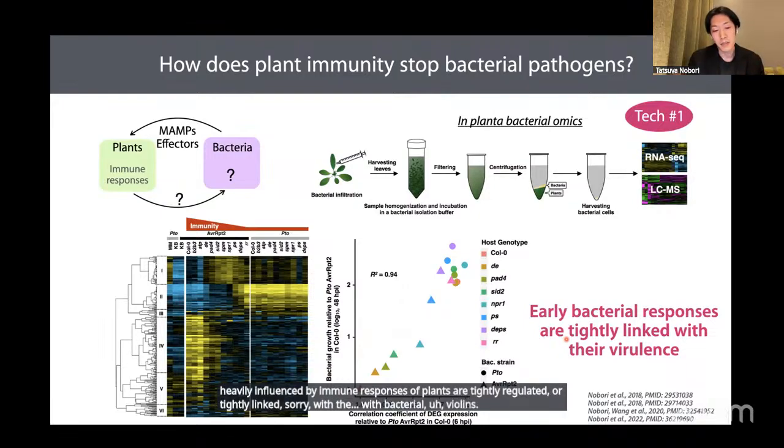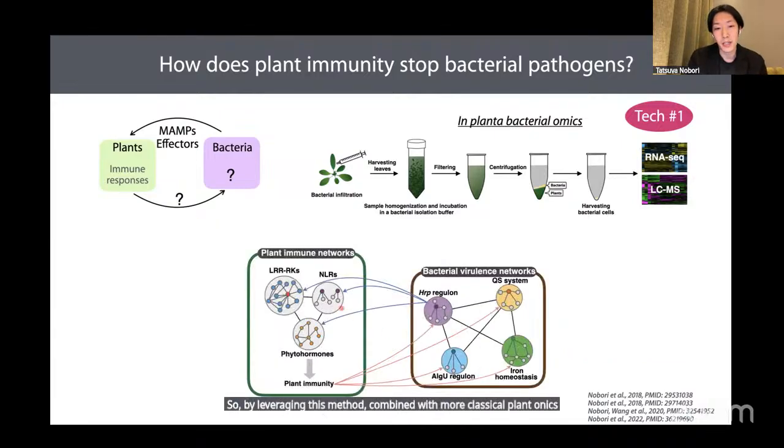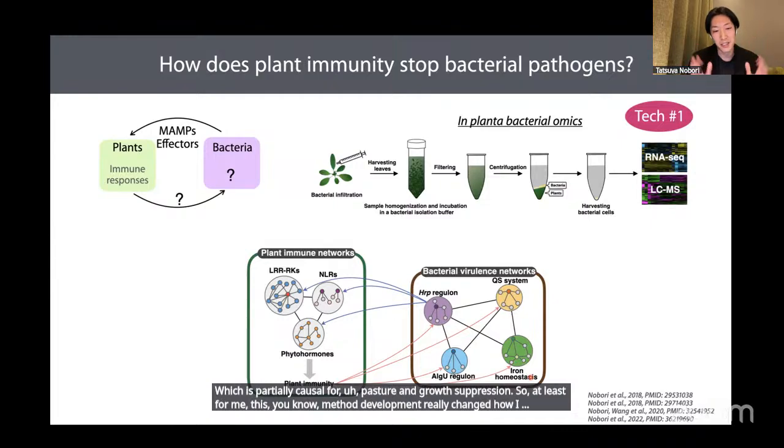So by leveraging this method, combined with more classical plant omics, we were able to understand the interactions of the molecular networks of both plants and bacteria. For example, we revealed that plant immunity suppresses the bacterial ion homeostasis pathway, which is partially causal for pathogen growth suppression. So at least for me, this method development really changed how I see plant-microbe interactions. And since then, I'm really motivated to develop new methods to understand new biology.